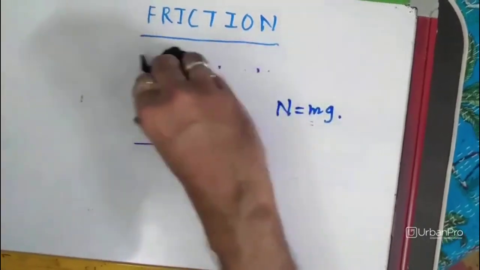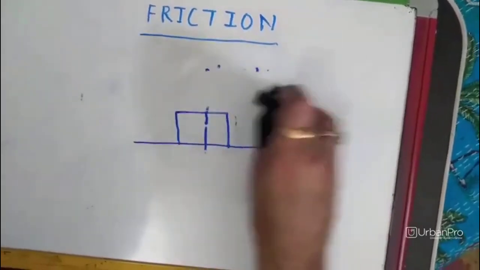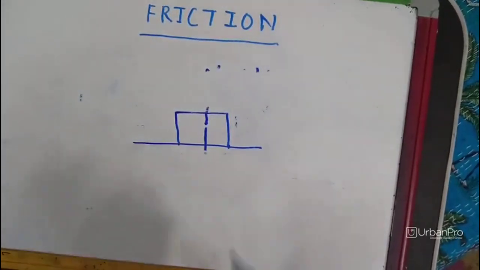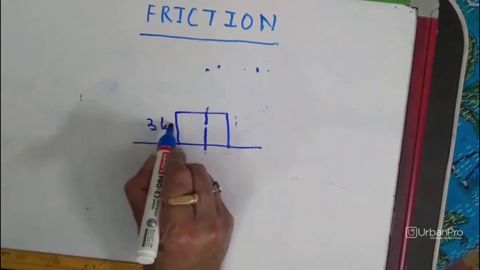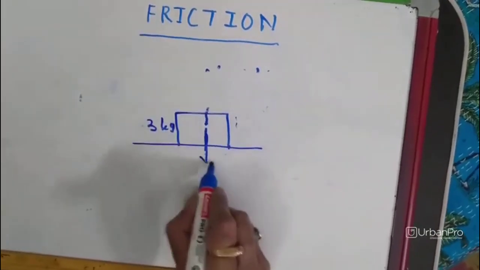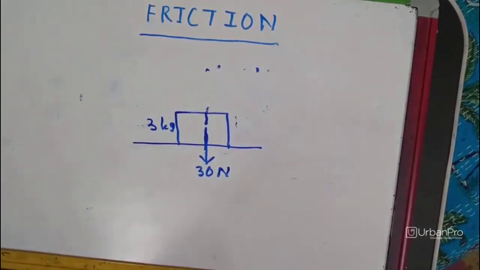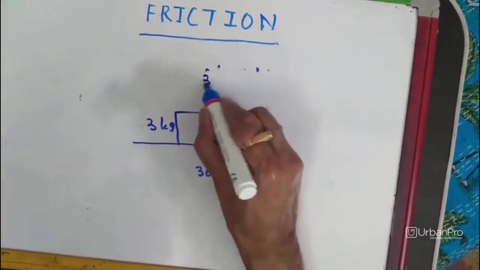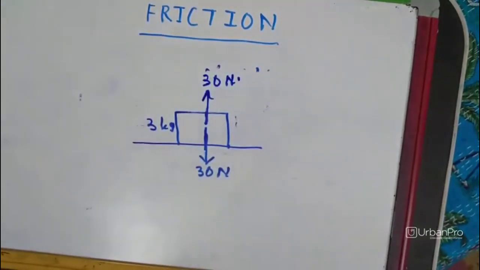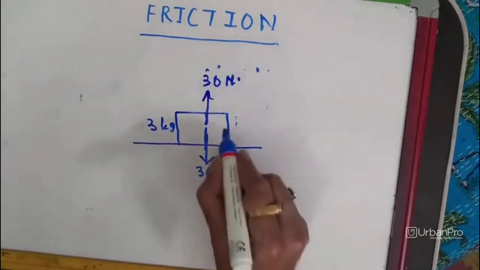Supposing you are being asked to pull a book which is 3 kilogram. So what will be the mg? 3 into 10, which is 30 Newton. I am taking g is equal to 10. So what will be the normal force? Normal force also will be equal to 30 Newton by the surface on the body. And you are being asked to pull it.